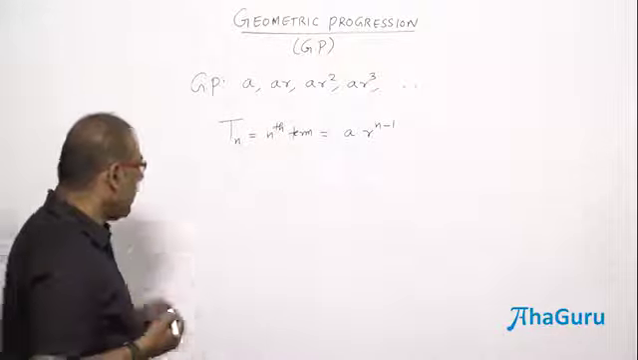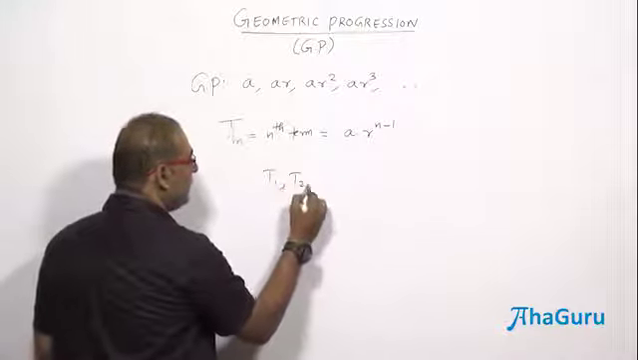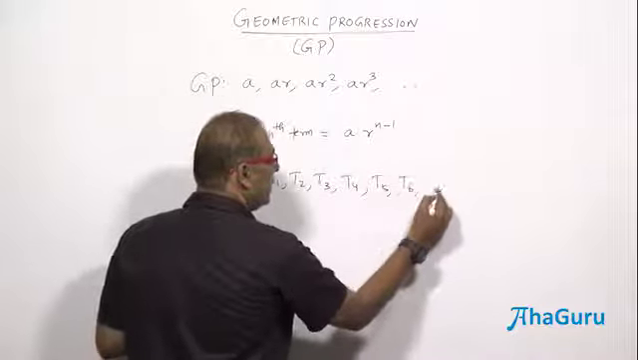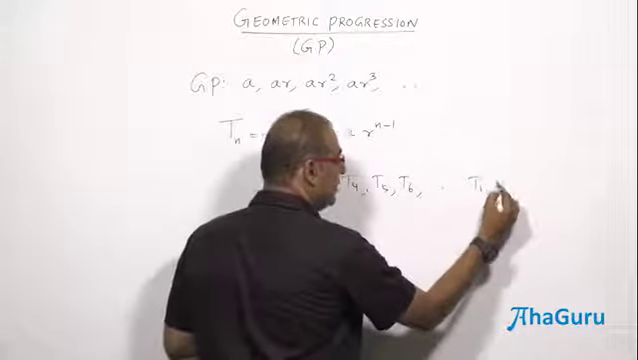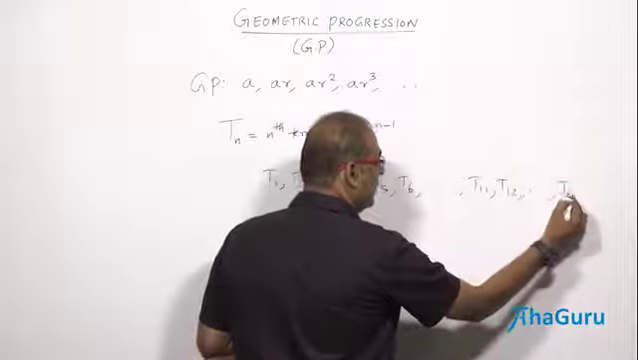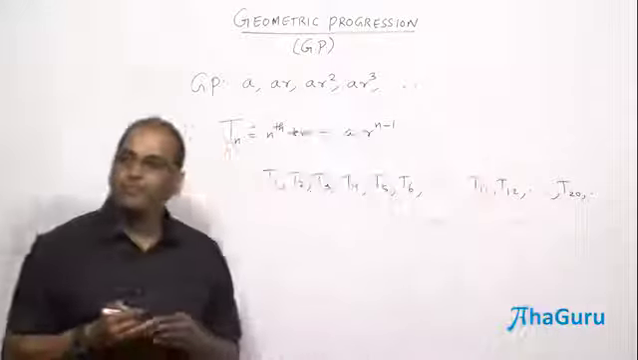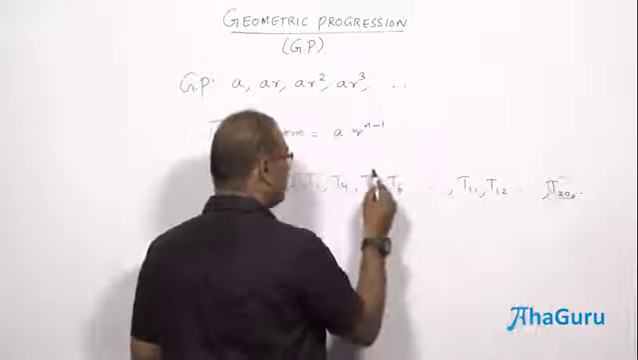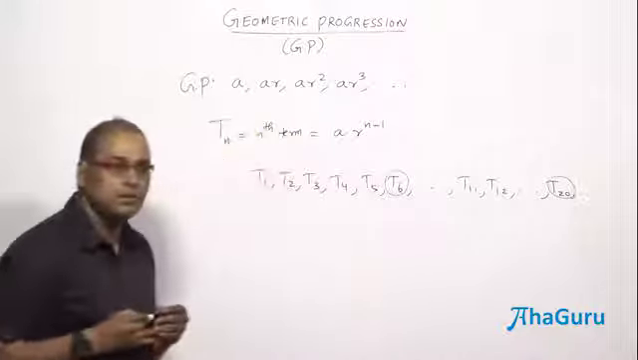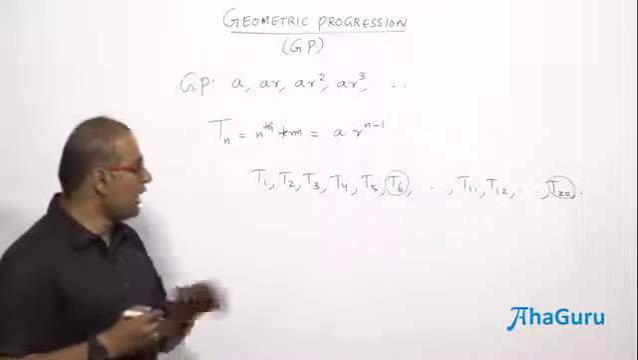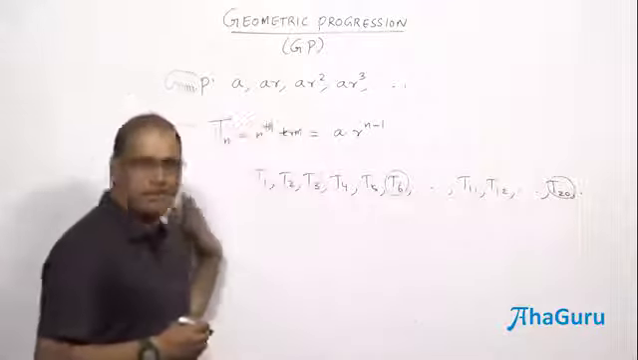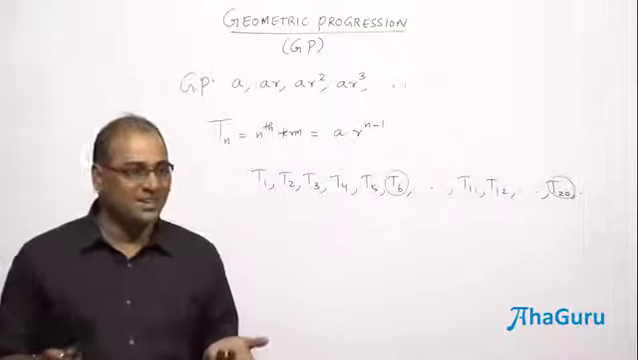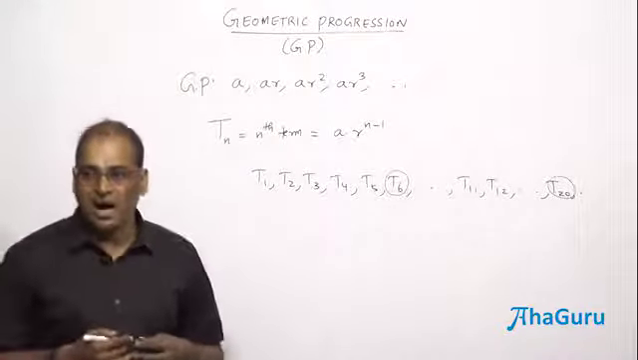Clear? Okay, now if I am going to write this GP like this, T1, T2, T3, T4, right, etc. I may have some T11, something like T20, and so on. If I am going to ask you what is T20 by T6, you know that you need not always look from the first term. From here to here, how many R's should I have multiplied? 14 R's. So T20 divided by T6 is R power 14.